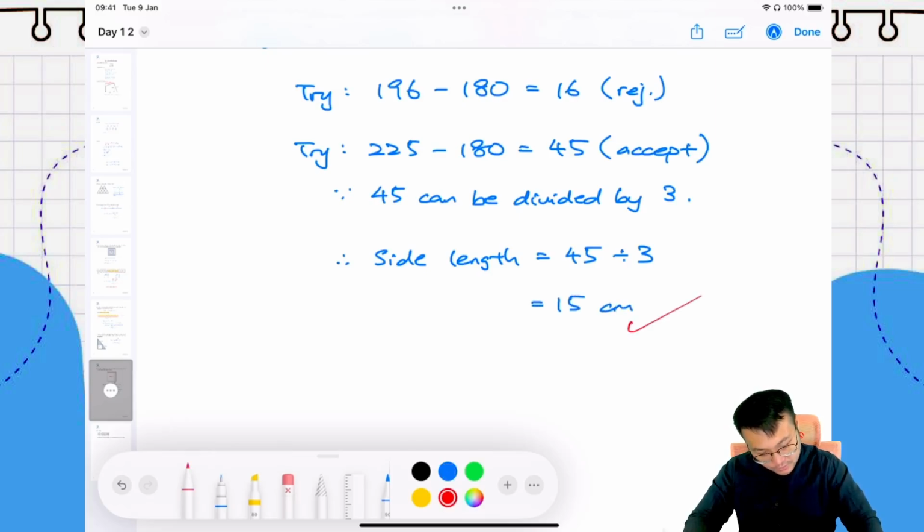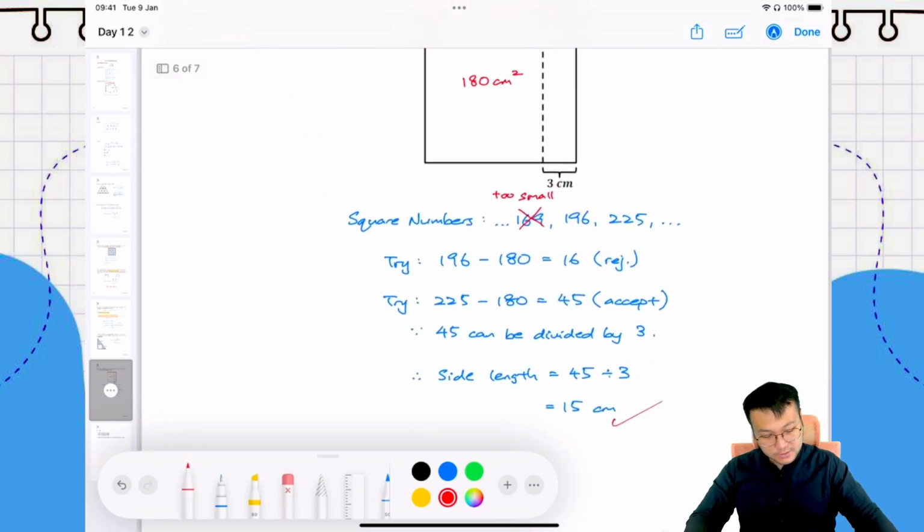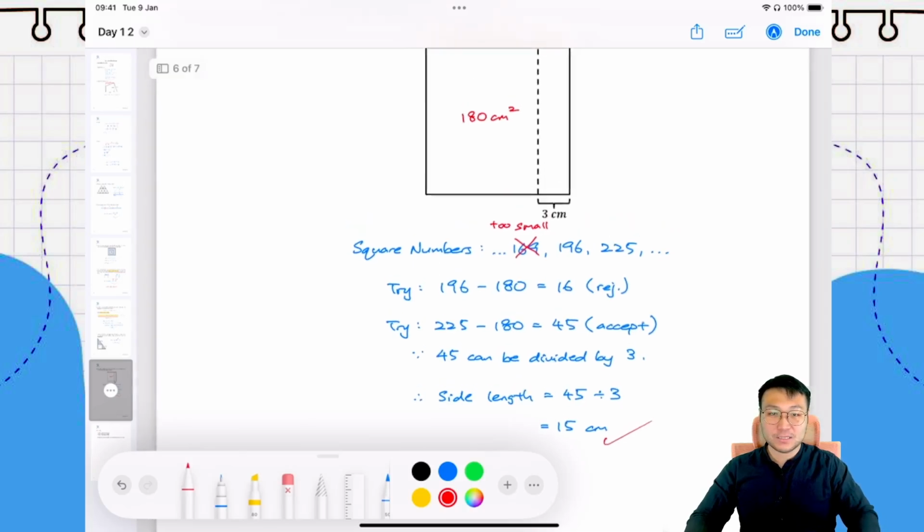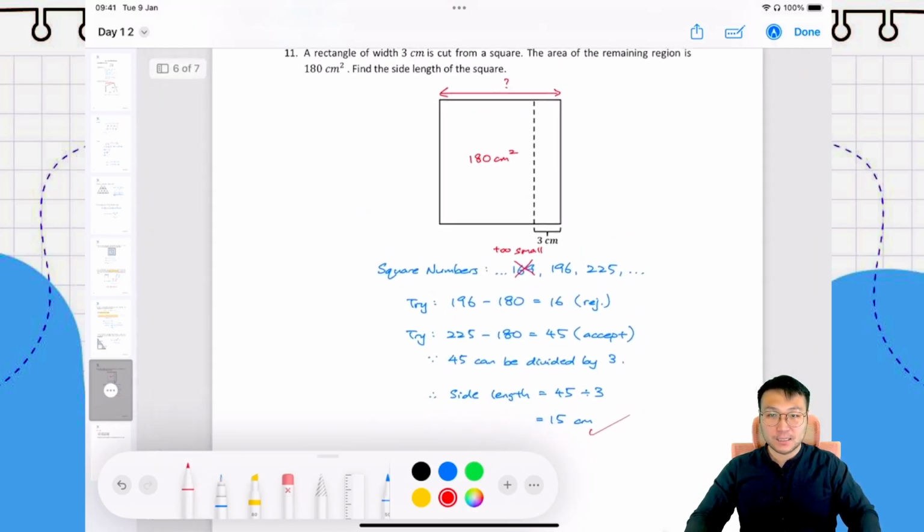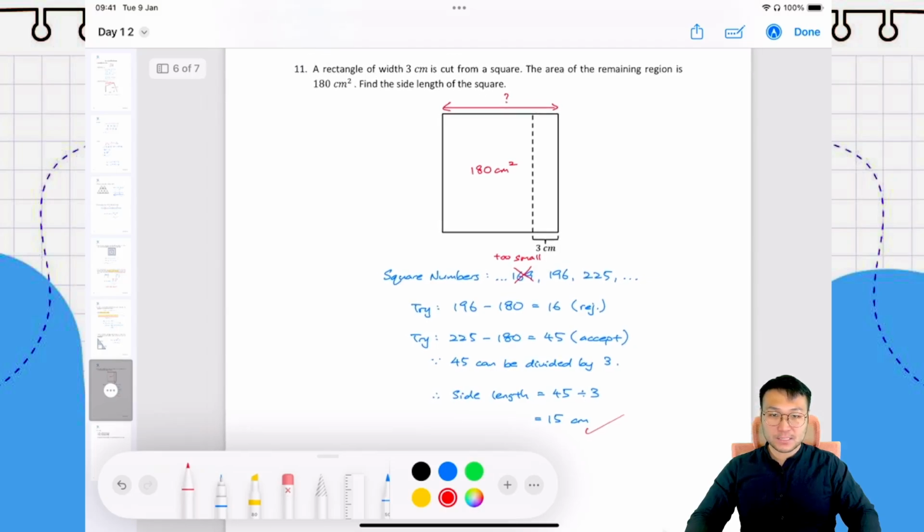Correct. Very good. Well done, Jensen. So how was this easy? Okay, so students, make use of the square numbers. Remember, I told you that square numbers, why are they called square numbers? Because they give you the area of a square. So you just need to write down those areas of the square which are bigger than 180. Then you can minus 180 and you see which one is divisible by 3. Okay?